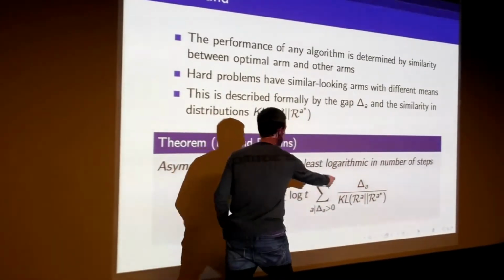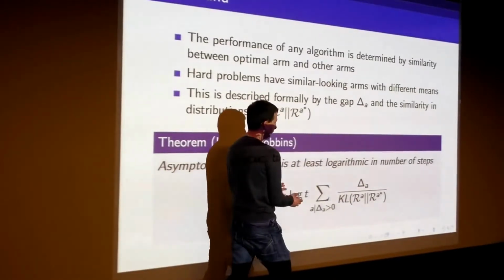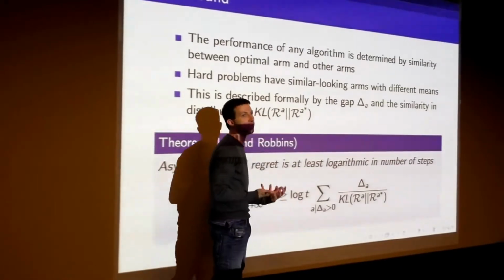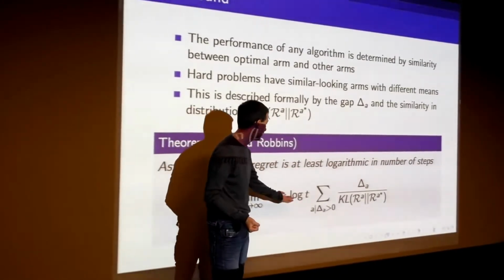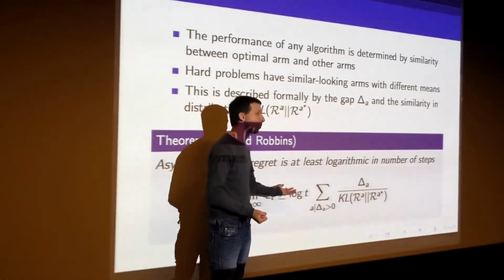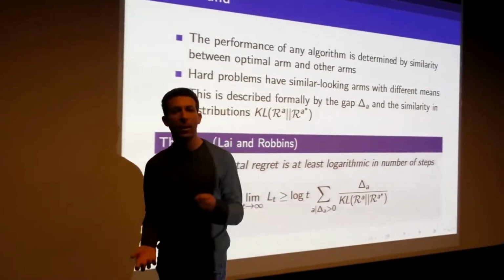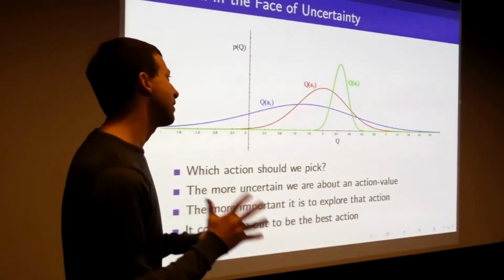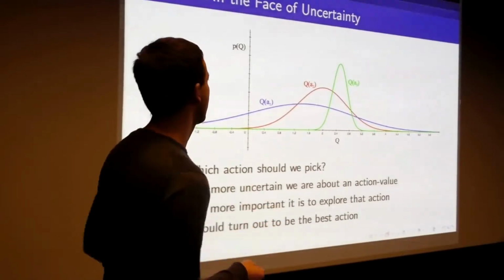So this is the hardness of the problem, and this is something fundamental to bandits and to exploration: there's this term which is logarithmic in the number of time steps. So we want to find algorithms which have a regret that's logarithmic rather than linear. Okay.